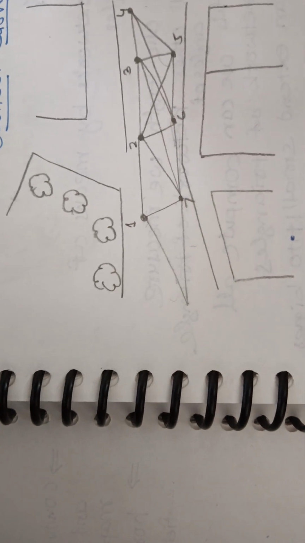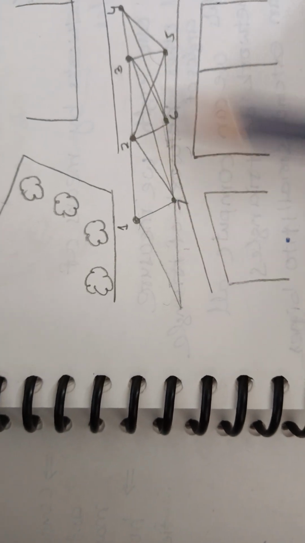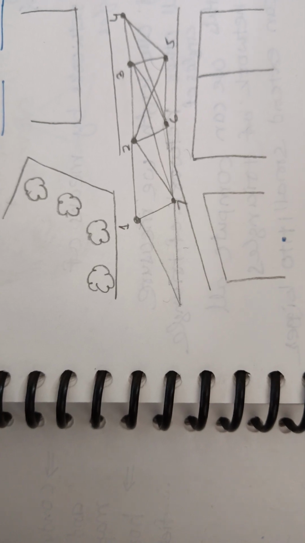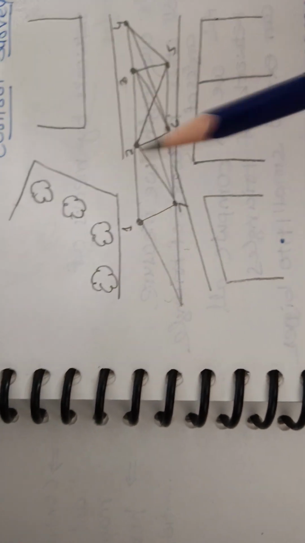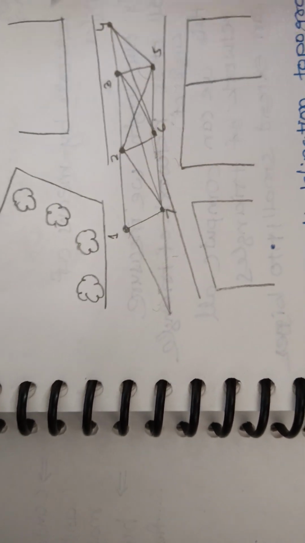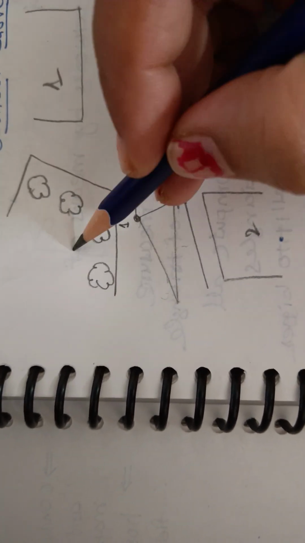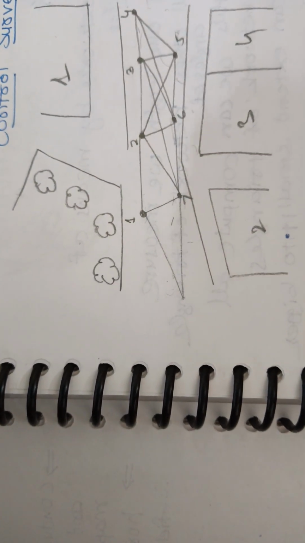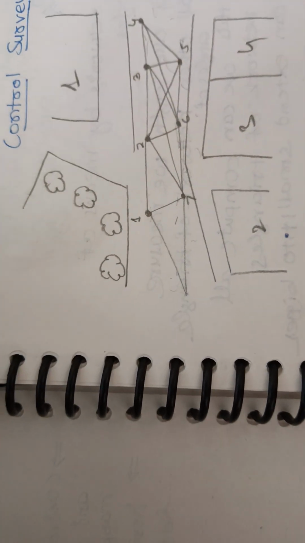Here you can see the figure showing the local networks linked with the control networks, so you can get a better idea. So this is building one, building two, three, four, and this is a plain area. These are the roads and these are the points taken. So you can say these are the control points.